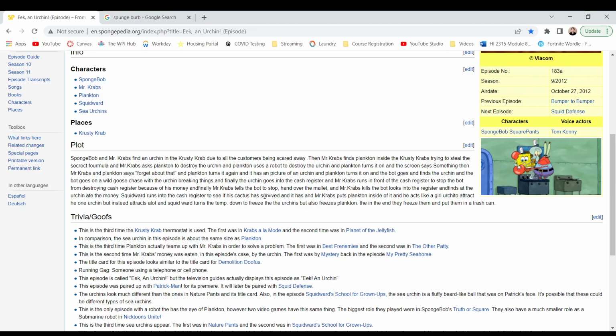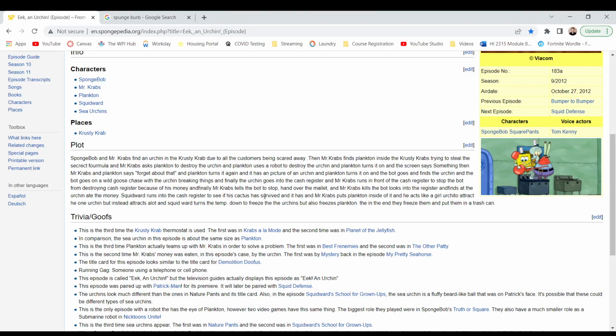This is the second time Mr. Krabs' money is eaten. In this episode's case, the urchin; the first was by a mystery back in the episode My Pretty Seahorse. The title for that episode looks at the title for Demolition Doofus. Running gag: someone using a telephone or something. That's not a running gag, that just happens.